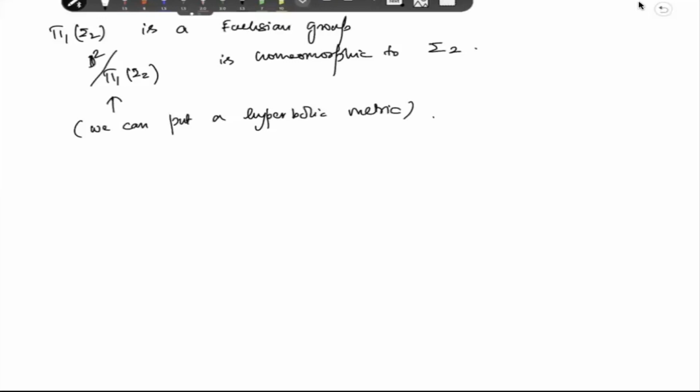Okay, so maybe I'll stop here, and in the next class I'll show how to give this hyperbolic metric on this genus 2 surface.